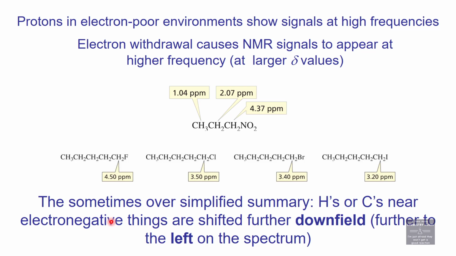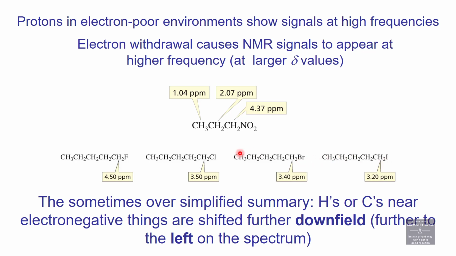Okay. So I've said this a time or two, the sometimes oversimplified summary: protons and carbons near electronegative stuff are shifted further downfield. That means further to the left on the spectrum. It gives you bigger shift numbers. Okay? A nitro group is really electronegative, so the H's on the carbon next door to the nitro are pretty far downfield. The H's next door to that are still a bit further than normally predicted, but the CH3 is too far down to be greatly affected by the nitro.